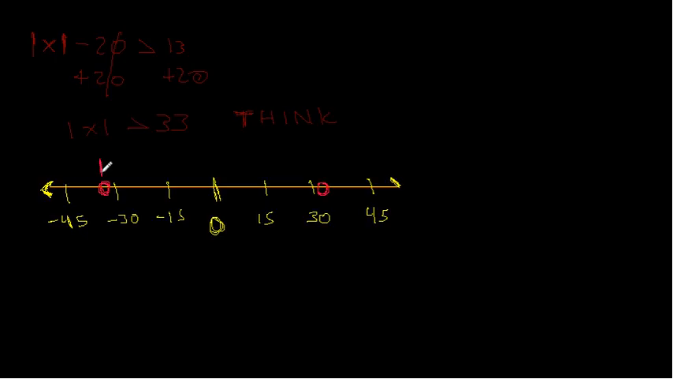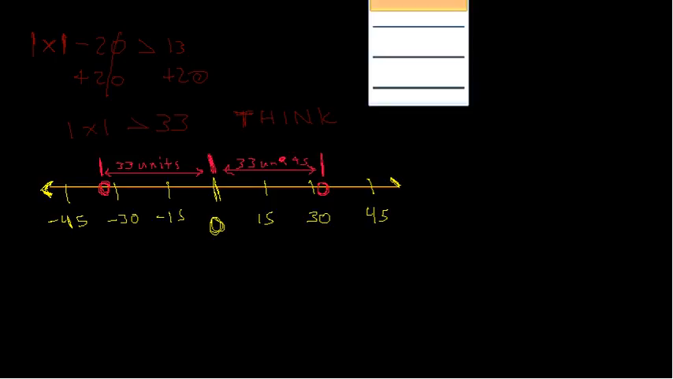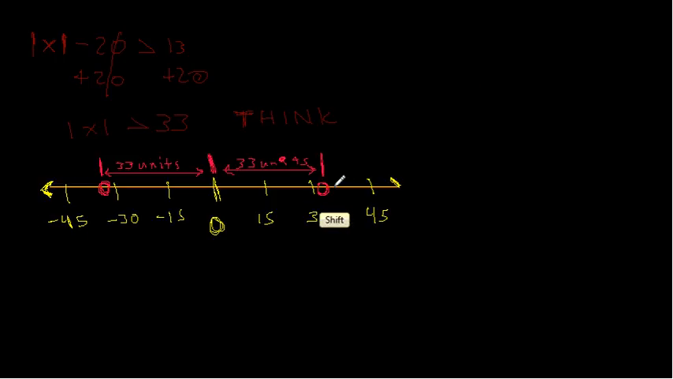So I know that this point here from 0 is a distance of 33 units. And also on the other side, this distance from 0 is 33 units. But x is greater than 33 units. So I know that when I go to draw this on the graph, my values are moving in a direction greater than 33 units.